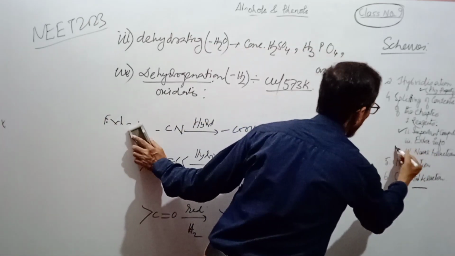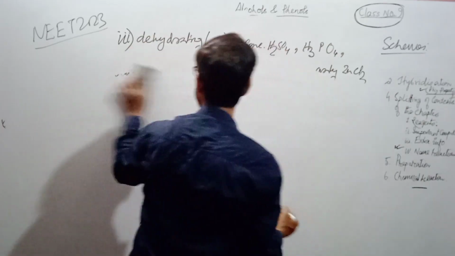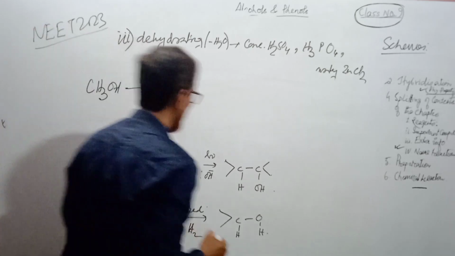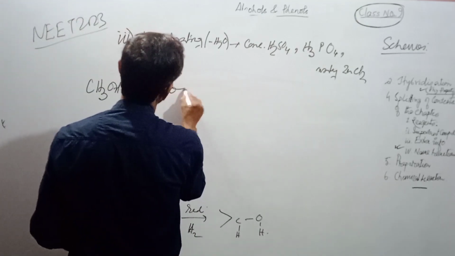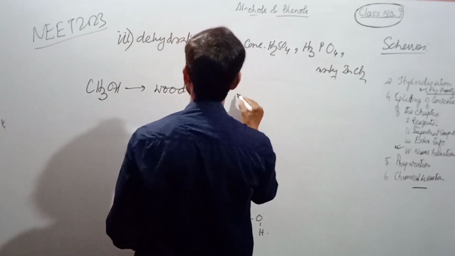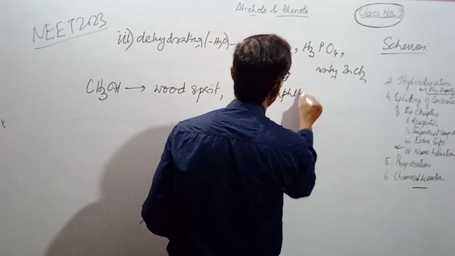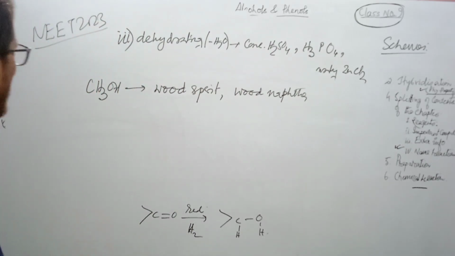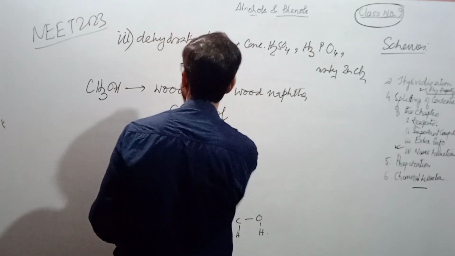Next I am coming to the types of important compounds. First of all, we will talk about this. Everybody knows this is methanol. Very often in board exams and entrance exams, its other names come. Another name is wood naphtha, and another name is carbinol. Very often asked.